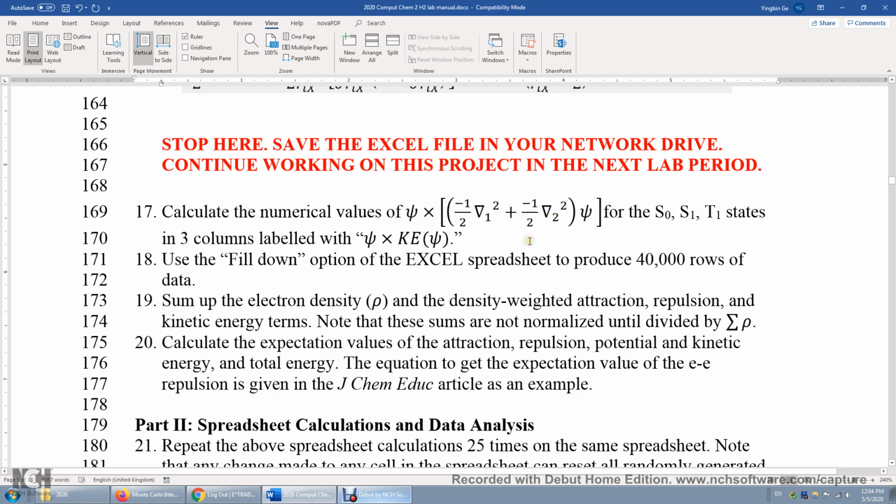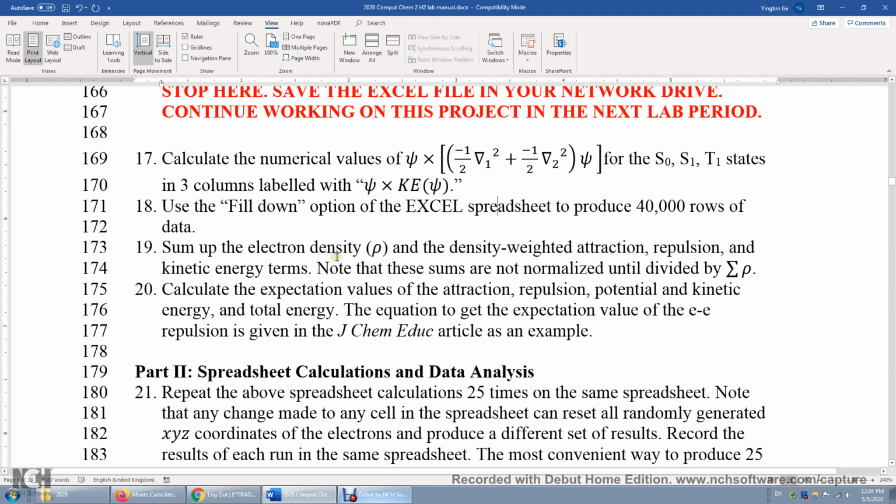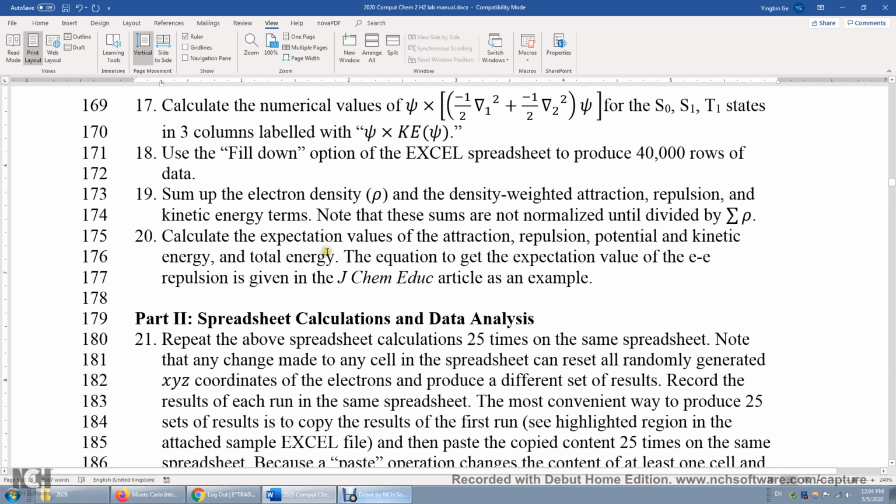However, mathematically, you need to apply the operators to psi first. Physically, you can think of this as just kinetic energy in the middle, right? If you have time, I would highly recommend you to read a Journal of Chemical Education paper. It's in the appendix. Read the entire paper, and then you will understand this lab much better.